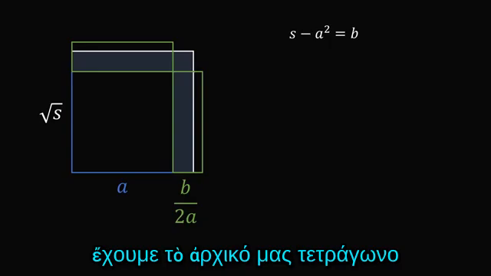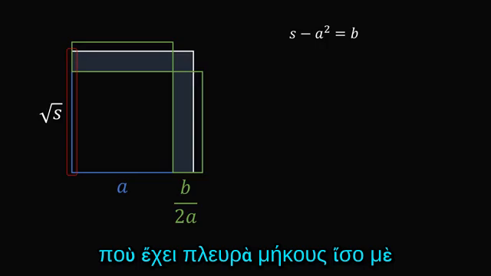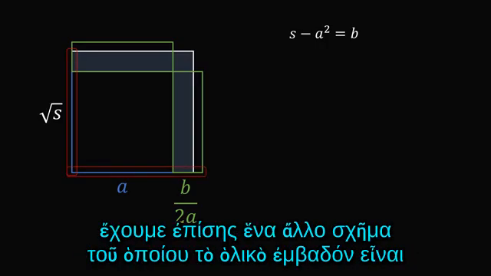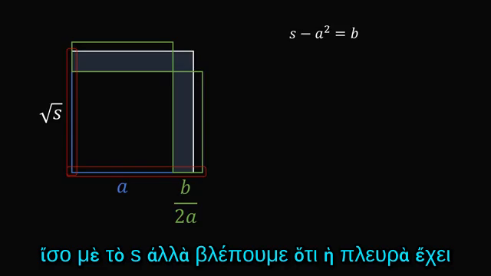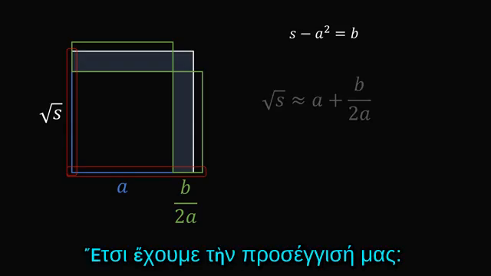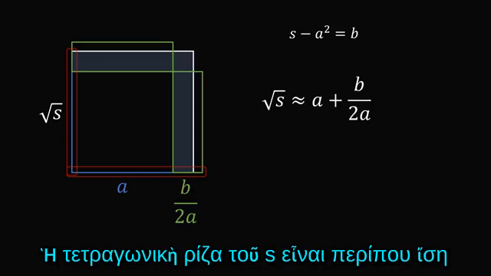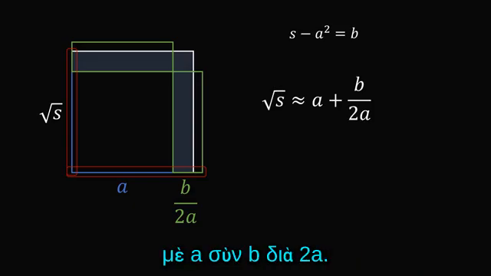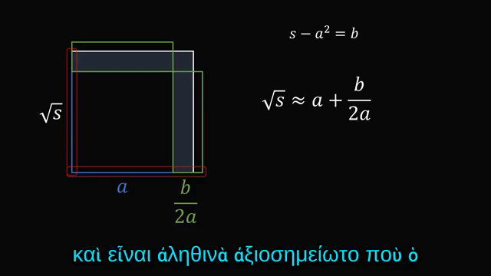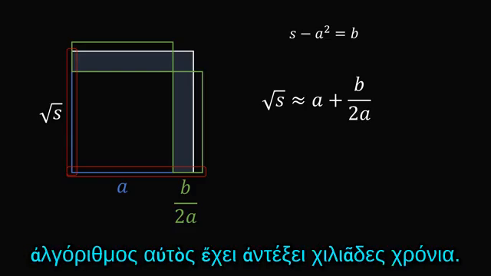On the one hand, we have our initial square, which has a side length that's equal to the square root of s. And now we also have another figure whose total area is equal to s, but we see that this side length is equal to a plus b divided by 2a. And therefore we have our approximation. The square root of s is approximately equal to a plus b divided by 2a. What a wonderful technique for calculating square roots, and it's truly remarkable that this algorithm has endured thousands of years.